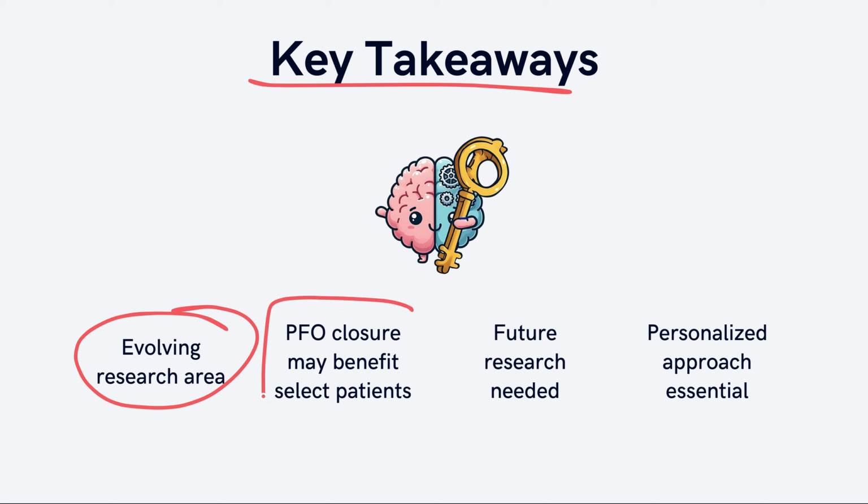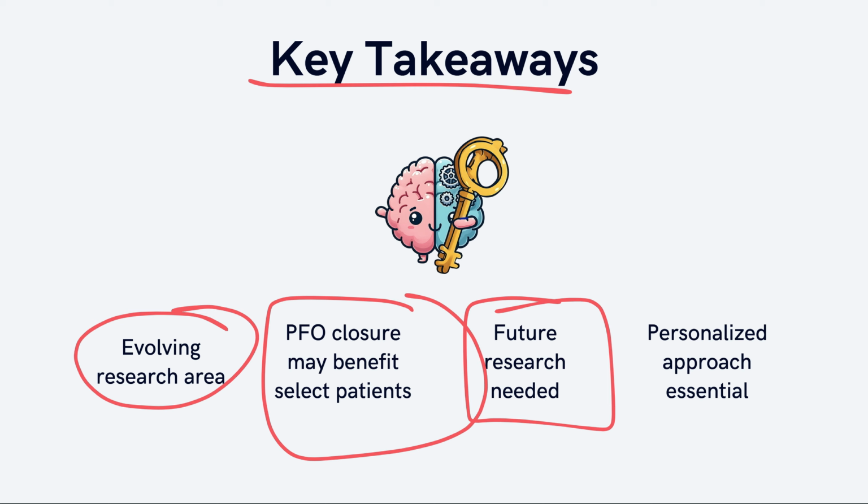Also, PFO closure may benefit select patients, like those with frequent aura who haven't responded well to standard migraine treatments. However, this intervention isn't appropriate for all migraine patients, and careful patient selection is crucial. Again, future research is needed. We need more research. Lastly, a personalized approach is essential. There has to be a consideration of each patient's specific symptoms, medical history, and risk factors when making treatment decisions. Collaboration between neurologists and cardiologists is vital in managing these patients effectively.